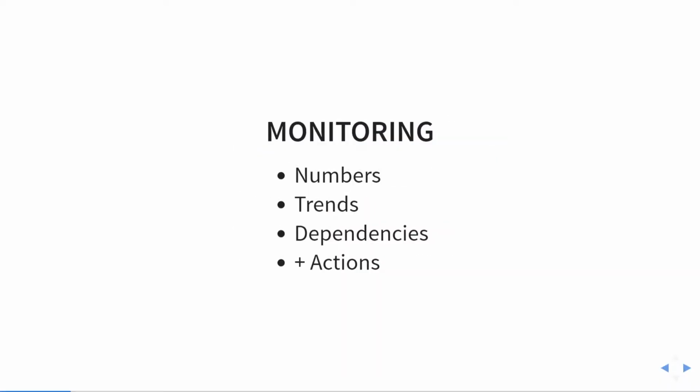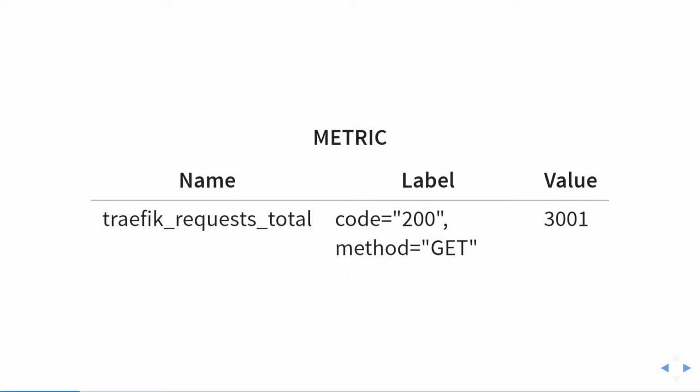And what is monitoring? We are going to talk about numbers, trends, dependencies, and actions. So we are going to talk about alarm rules based on monitoring. And here's an example of a metric. On the first column, we see a name. So normally, metrics have names. We can describe them with labels. And of course, we have a value. Not rocket science, isn't it?